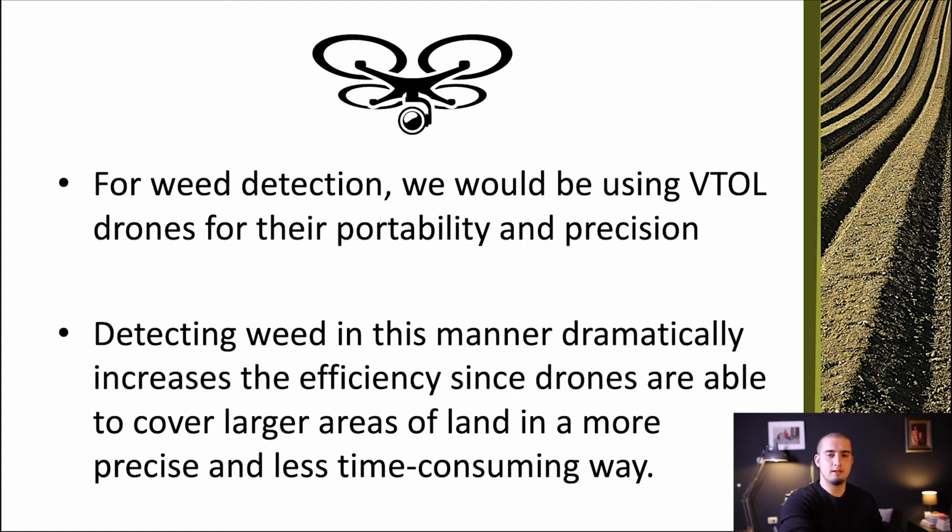So drones are already used in agriculture. We will be using, as I said, the VTOL drones for their portability and precision. They will be mounted with lightweight, adaptable, multispectral cameras, featuring RGB, red, green, and blue, and infrared sensors. Detecting weed in this manner will dramatically increase the efficiency, and overall, it will be a much better alternative to manual checking, since drones are able to cover large areas of land in a more precise and less time-consuming way. So we fly the drones, take the images, and after the photos are taken by the drone, they will be uploaded, compared, and analyzed by our already taught algorithms. After this process is finished, we would get an output of data which would pinpoint weed in a selected area.